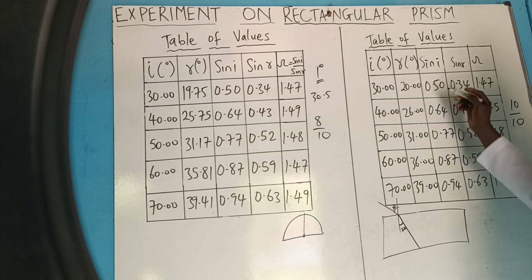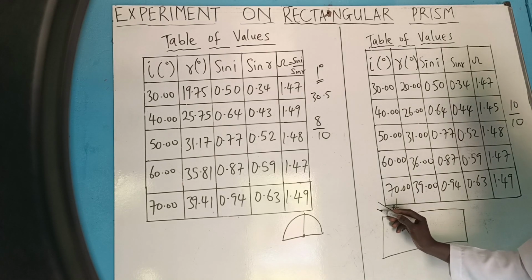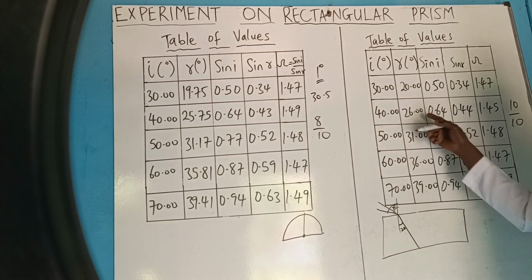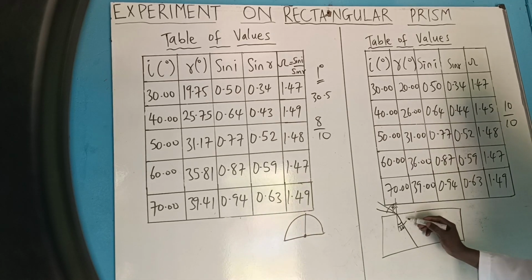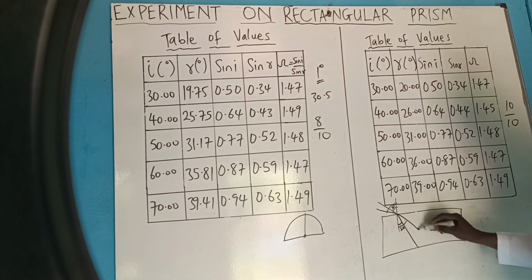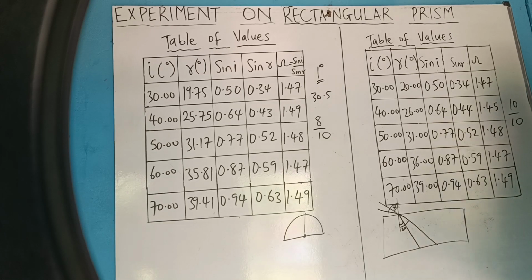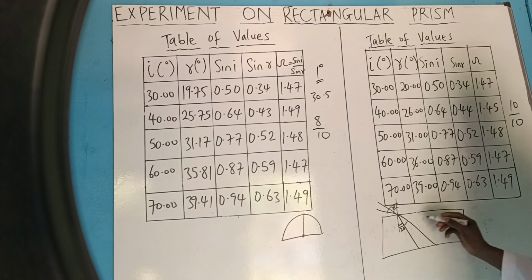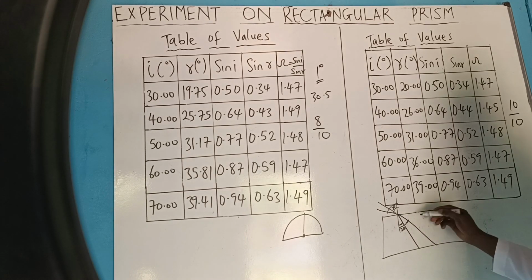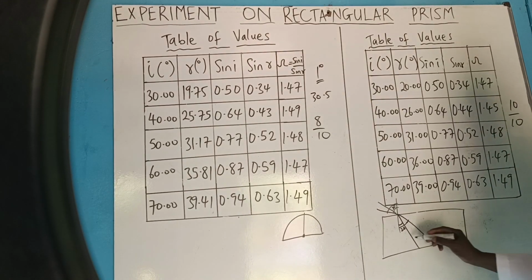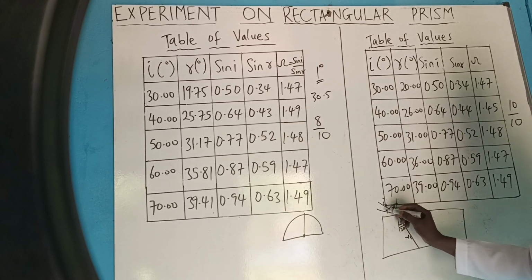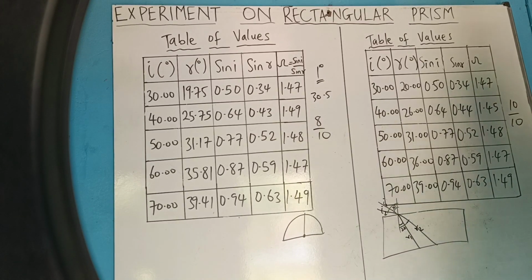I'll do it again. Measure out 40 degrees. Then measure out 26 degrees. Just use my protractor. Measure. Then I will tell them that this is 26. Are you getting it? This is my R1, this is my R2, this is my I1, and this is my I2. Like that. Are you getting it?